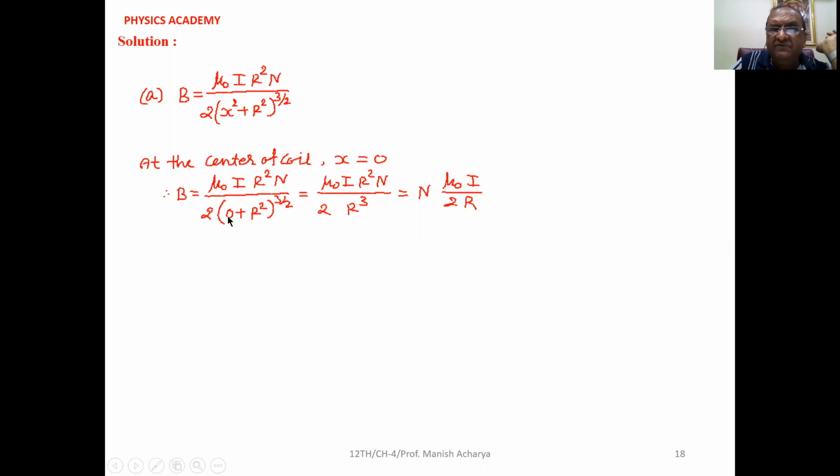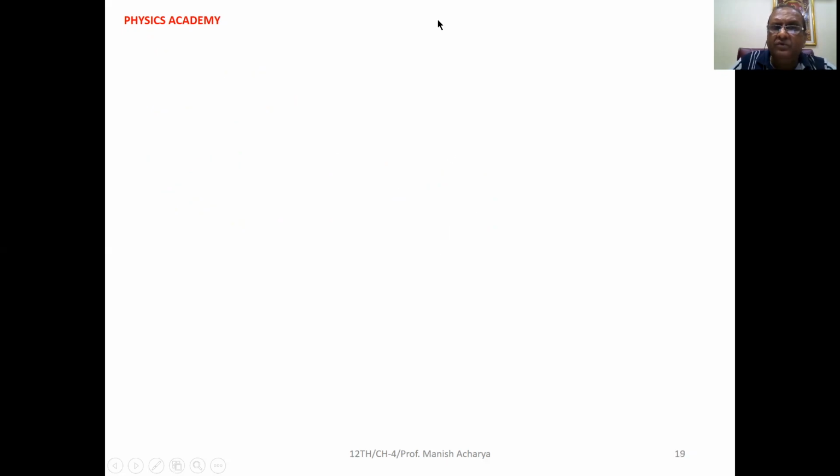So in this equation, if we substitute x equal to 0, then we will get B equal to mu 0 I r square n upon 2 into 0 plus r square raised to 3 by 2. Now here this r square raised to 3 by 2 will give you r cube. And now if r square cancels, then 1 r will be there in the denominator. So your equation turns to n mu 0 I upon 2r. This is the equation for the magnetic field at the center of the current carrying coil. Clear to all of you?